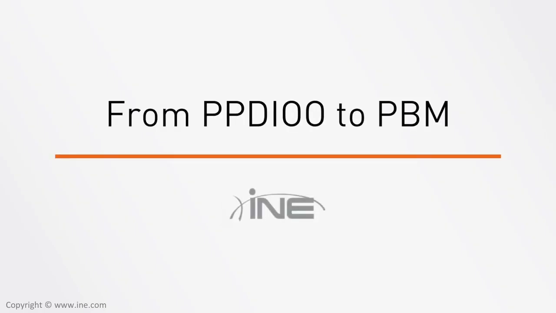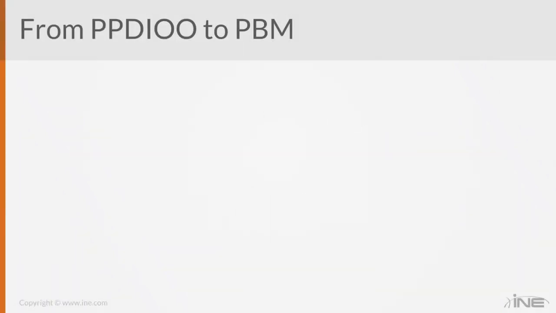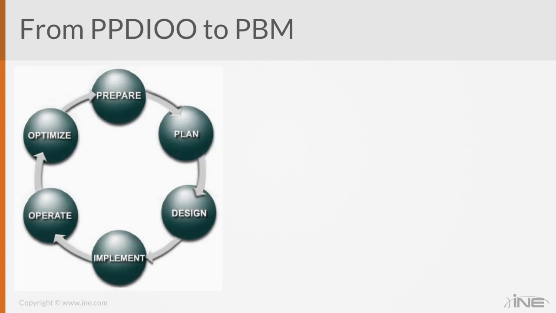Previously, for those who did the CCDA version 1 and 2, we had this method called the PPDIOO. Now Cisco is moving away from this to the PBM. So let's have just a quick look at the other one, which was prepare, plan, design, implement, operate, optimize, and then we go back to prepare. So it's a life cycle.